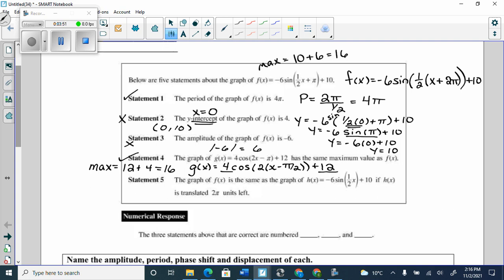The graph of f of x is the same as the graph of h of x equals negative 6 sine 1/2 x plus 10 if h of x is translated 2π units to the left. Okay, what is this? 2π units to the left. So it's good. The 3 statements above that are correct because we actually proved that they're correct are 1, 4, and 5.